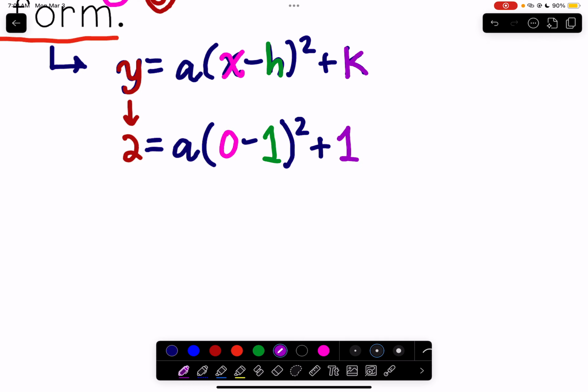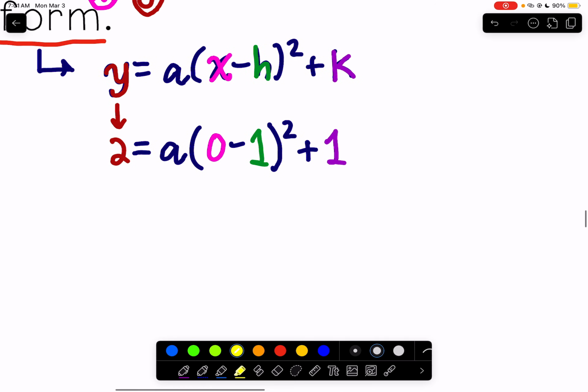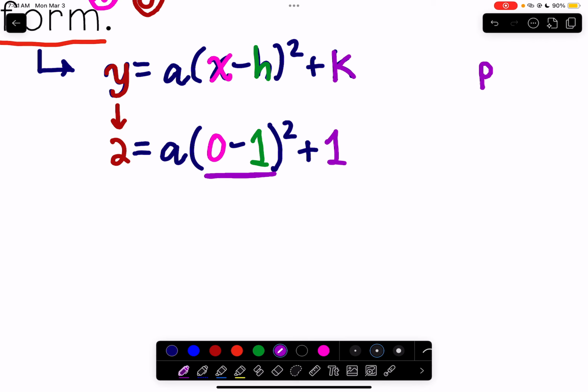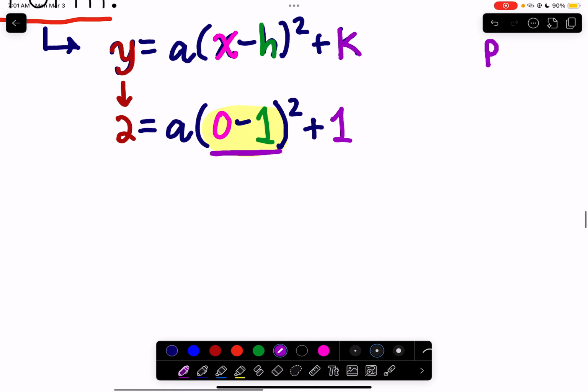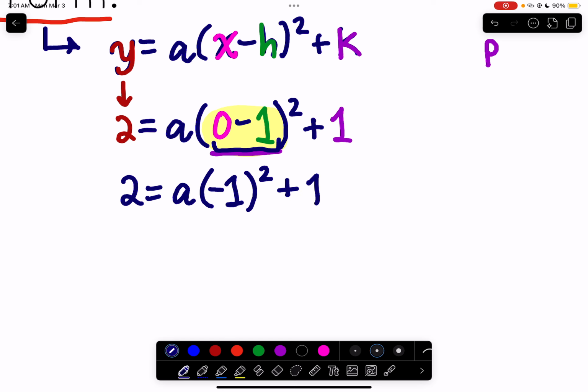So you can see now that I have every variable plugged in except for a. So now I can solve for a. Once again, using our very best friend, order of operations. So this time, if I look inside the parentheses, I do see like terms because 0 and 1 are like terms. So I'm going to highlight each step. I'm only going to change one thing at a time. First thing I'm going to do is 0 minus 1. So I've got 2 equals a times, now this is going to be negative 1, still squared, still plus 1.